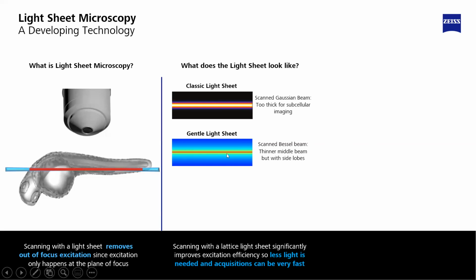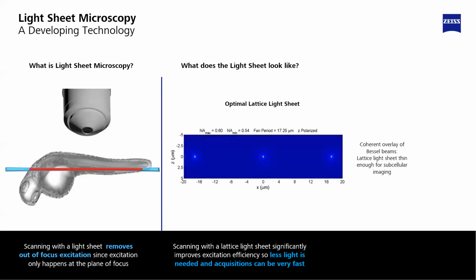So we can see this is a much thinner beam here in the center of a Bessel beam, but it also generates a lot of side lobes and a lot of out of focus excitation. So even though the light sheet itself is thinner, these outer rings around the Bessel beam will excite out of focus fluorescence and cause additional photobleaching that you don't necessarily want and is not ideal. So the lattice light sheet really provides the optimal and ideal combination of those first two light sheet options.